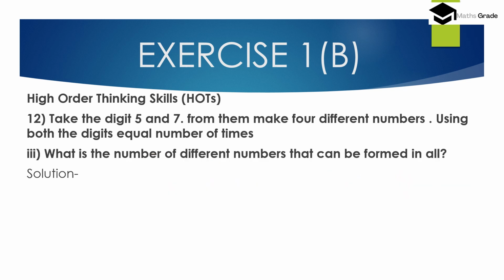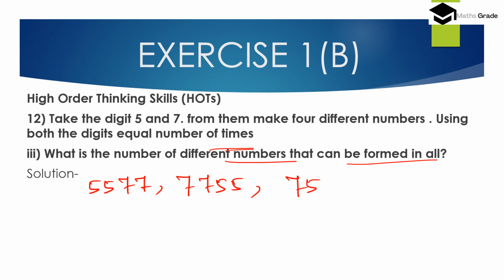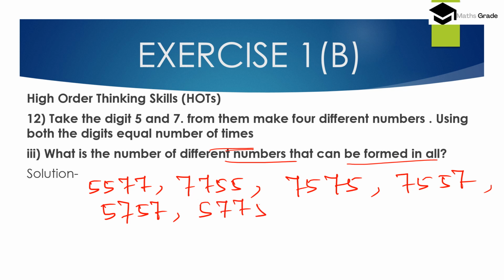Now question number 3 bit: what is the number of different numbers that can be formed in all using the digits 5 and 7 an equal number of times? The numbers are 5577, 7755, 7575, 7557, then 5757, 5775.